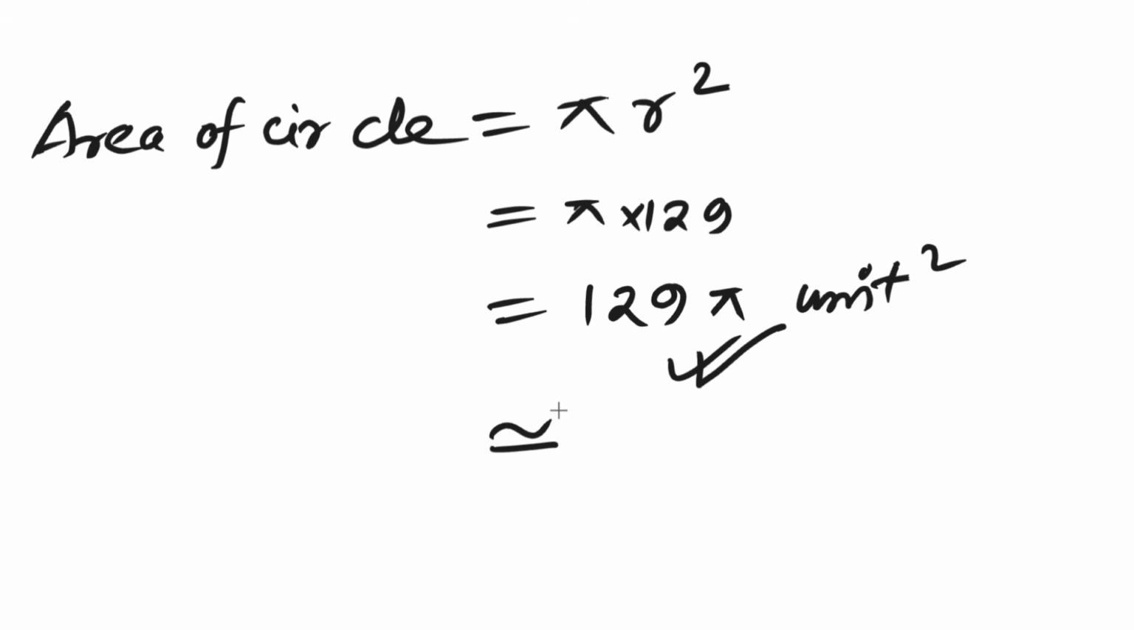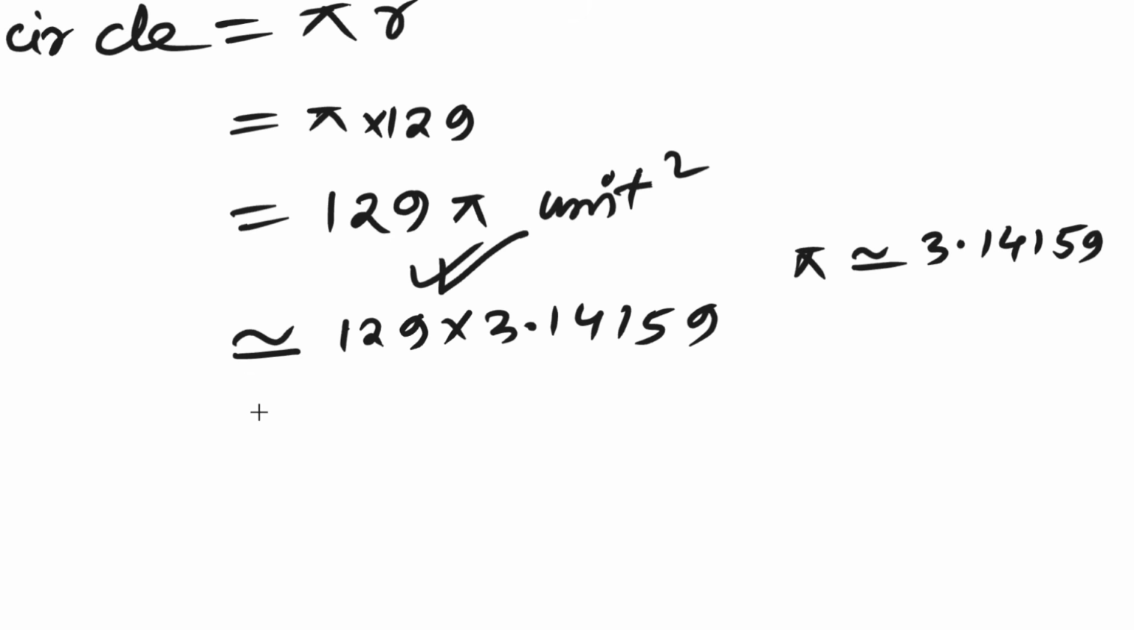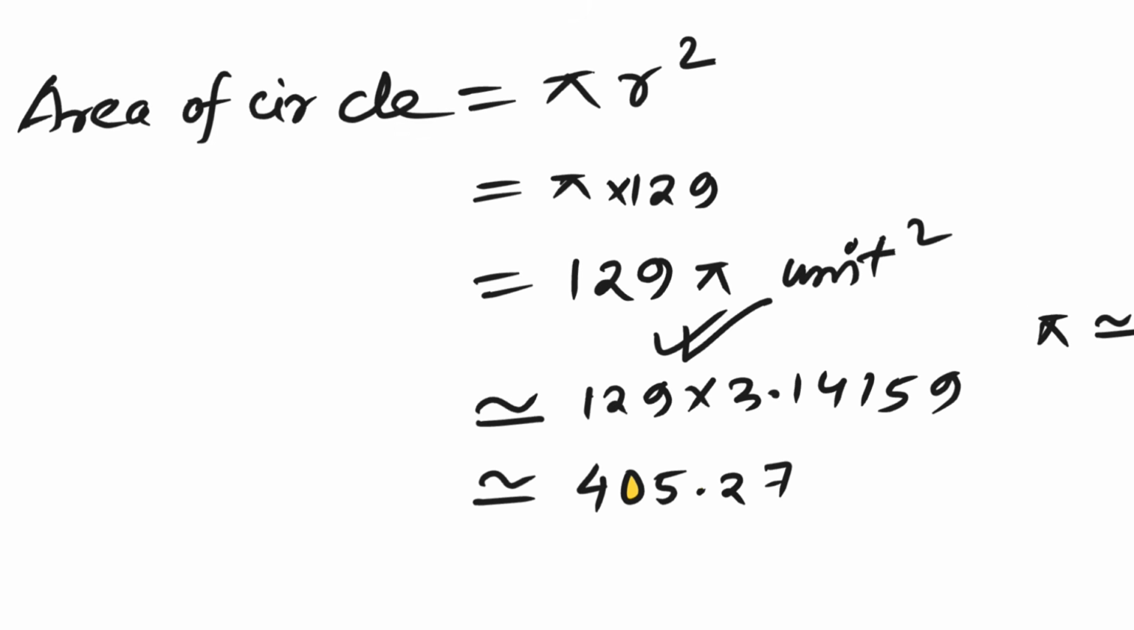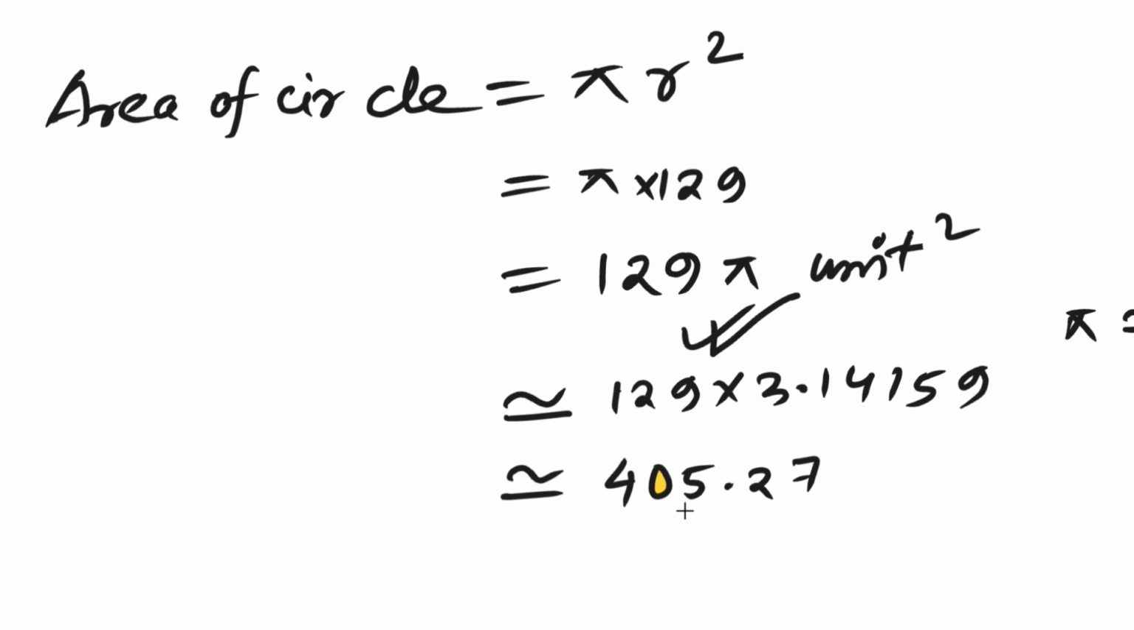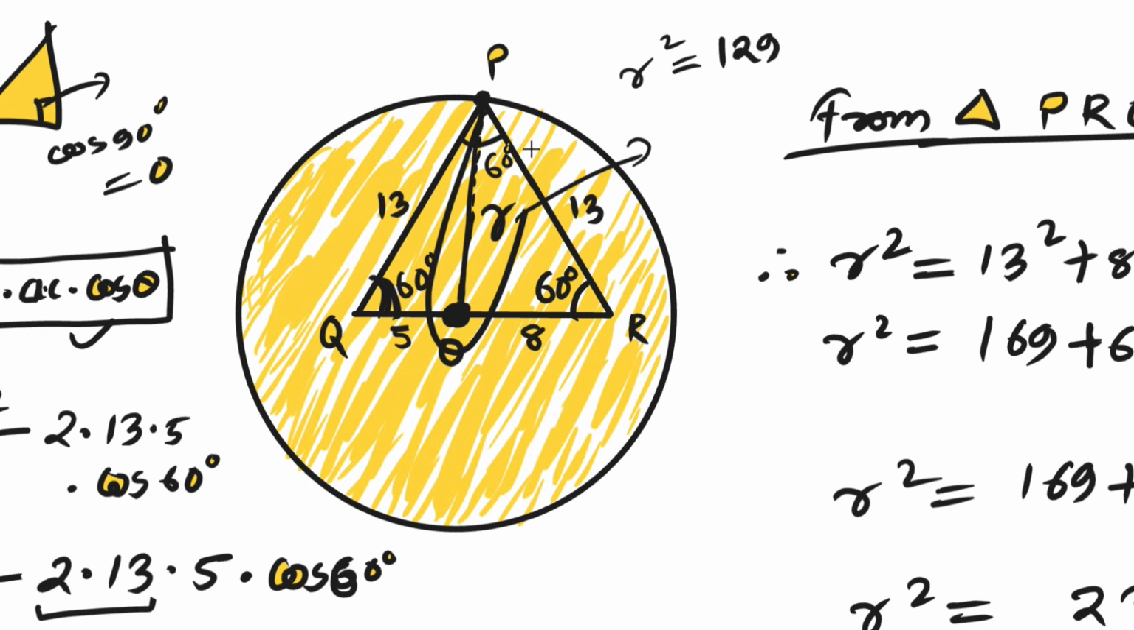If you want a decimal approximation, we can use pi approximately equal to 3.14159. So we multiply 129 by 3.14159, which gives approximately 405.27. Therefore, the area of the circle is approximately 405.27 square units. And that's the complete solution. The beautiful part of this problem is that we never had to calculate the radius directly.